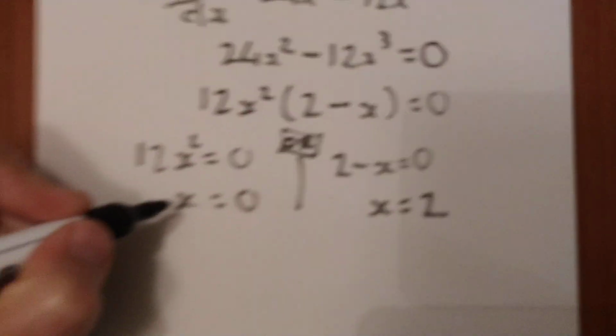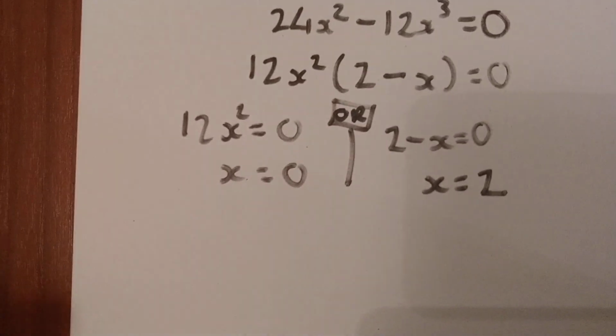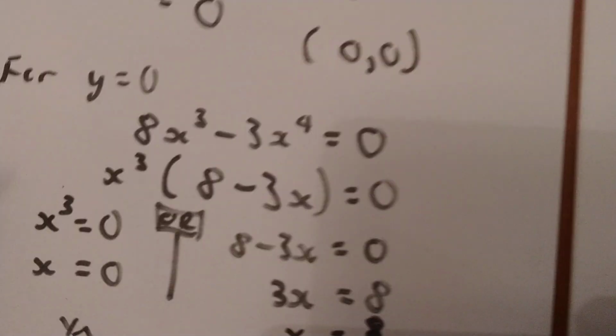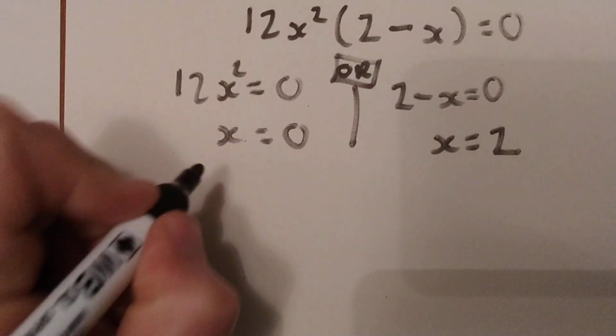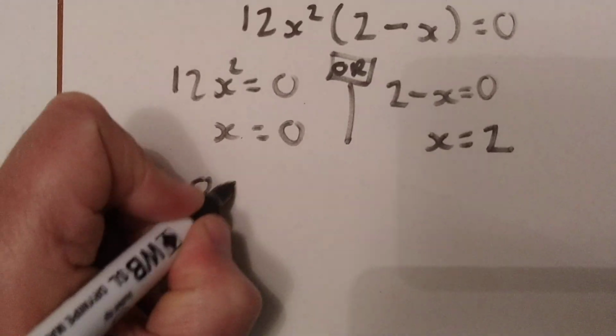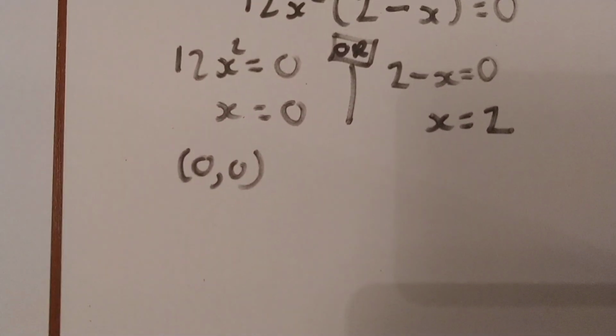For the first point here, if x is 0, well, we already did this previously. We said when x is 0, y must be 0. You can write the working again, but there's no need. Coordinates of this stationary point as 0, 0 for x equals 0.